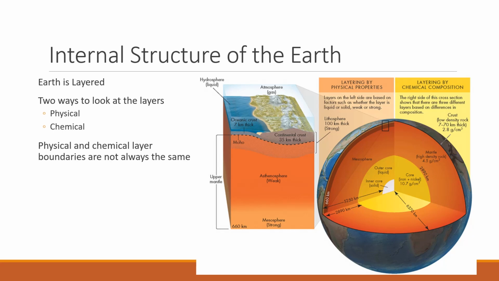So Earth is layered. But there are two different ways to look at these layers. So we have the physical layers and we have the chemical layers. The layer boundaries are not always the same. In fact, in most cases, they are not. There's only one boundary that's the same in both naming structures, and that is the boundary between the bottom of the mantle and the outside of the outer core. So this boundary here between the orange and the yellow is the only boundary that's the same in both ways of looking at the layers.